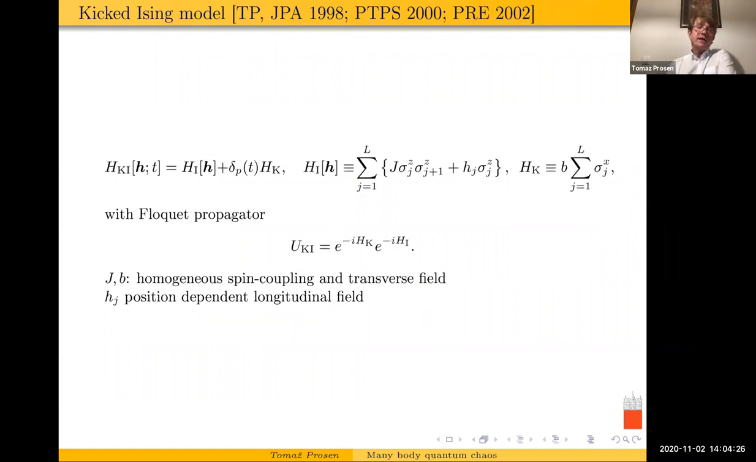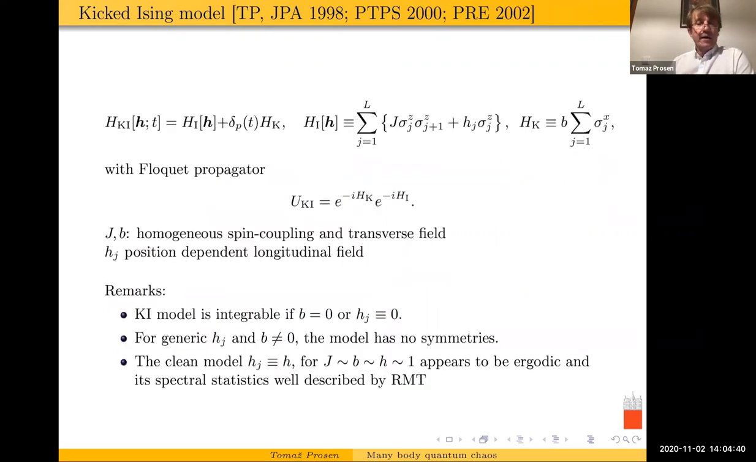You can think of it really as a kind of minimal model. The interaction is two-body, but the interacting terms are mutually commuting, and then there is a single body integrability breaking, if you want. The model now has basically three parameters, two fundamental parameters. One is the spin coupling J, the Ising coupling. The other is the transverse field, which I will call B. And then there is the longitudinal field, which I will call h sub j.